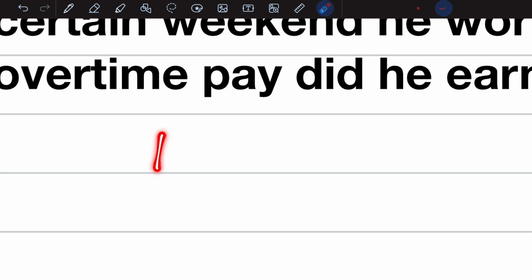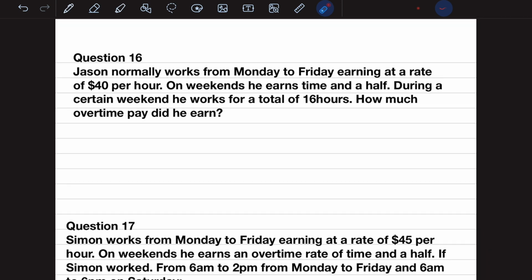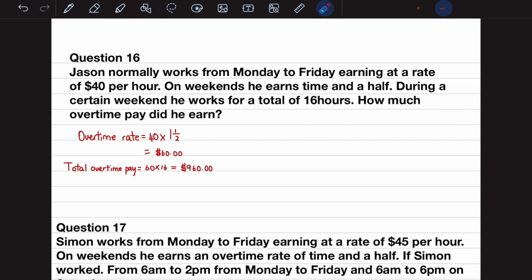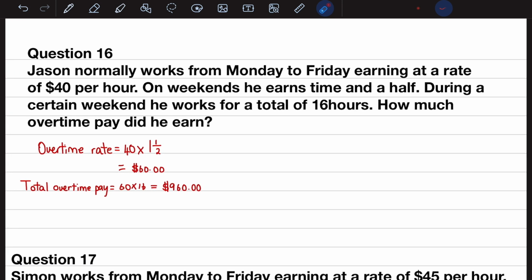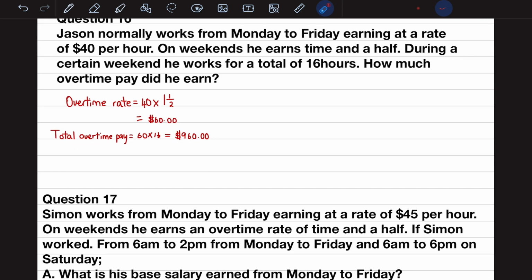All right, let's do it. 16 times 6. 6 times 6 is 36. Yes, that was correct, 96. And so we have to put back the 0 because it's really multiplying by 60. So that's $960. Right? So let's take a closer look at the working. If you don't have this already, you can take it down now. Alright, moving along. If you didn't get question 16 correct, you can maybe retry question 17 before we do the solution.